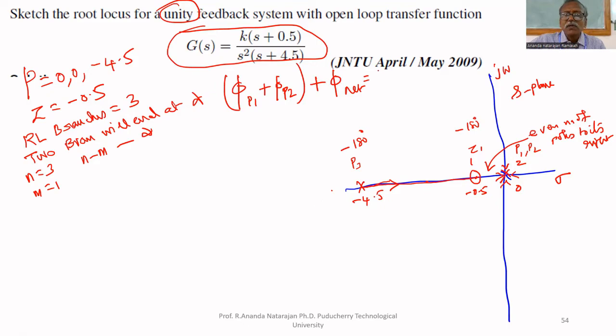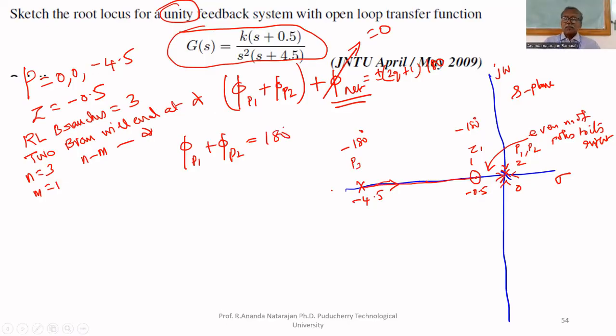It must be equal to plus or minus (2q plus 1) multiplied by 180. But the net angle contributed by other poles and zeros is equal to 0. Therefore, phi P1 plus phi P2 equal to 180 degrees. For q equal to 0, you will get 180 degrees. But the first rule says the root locus is symmetrical about the real axis.